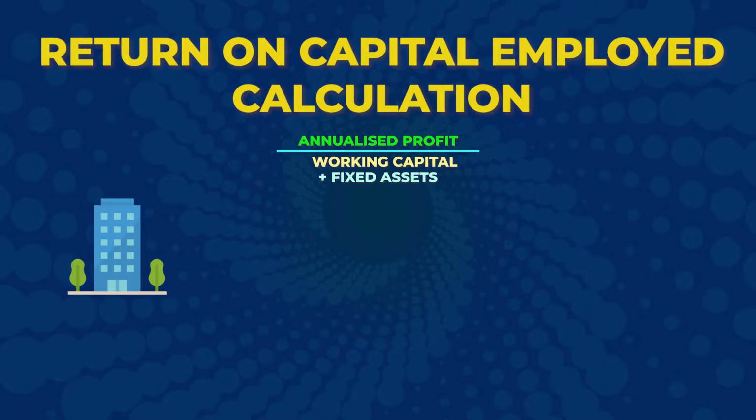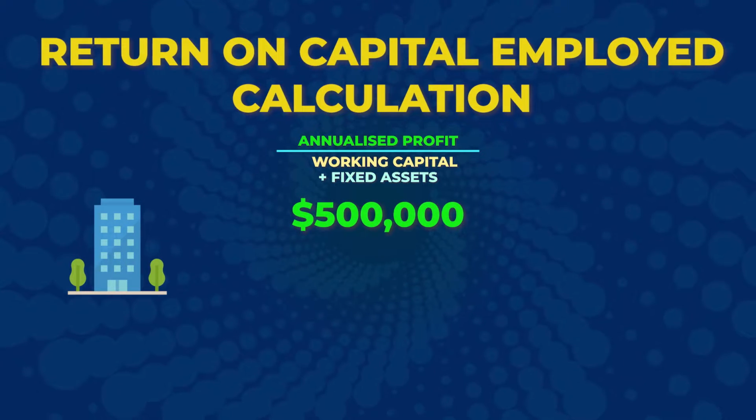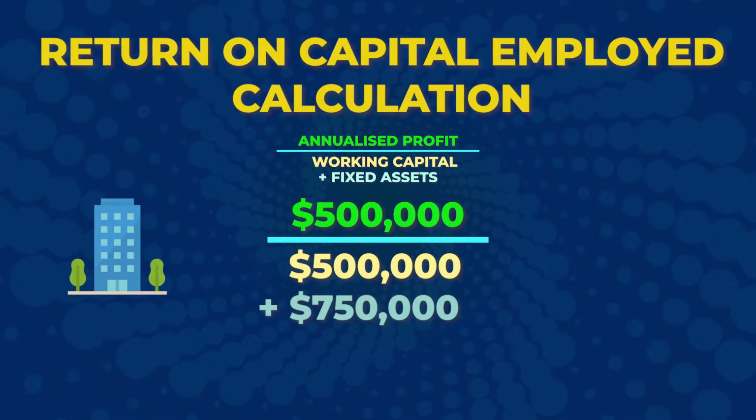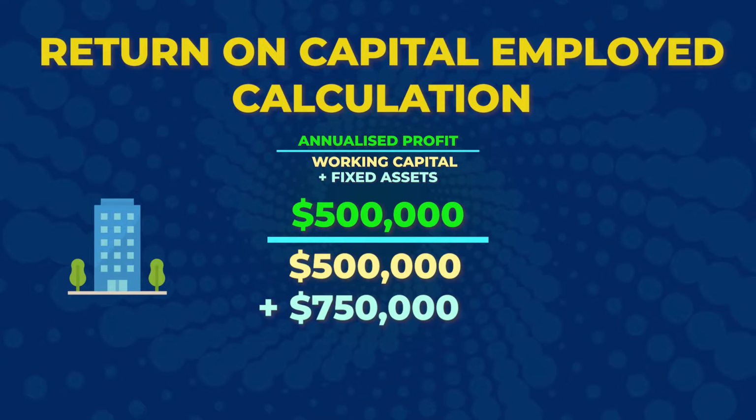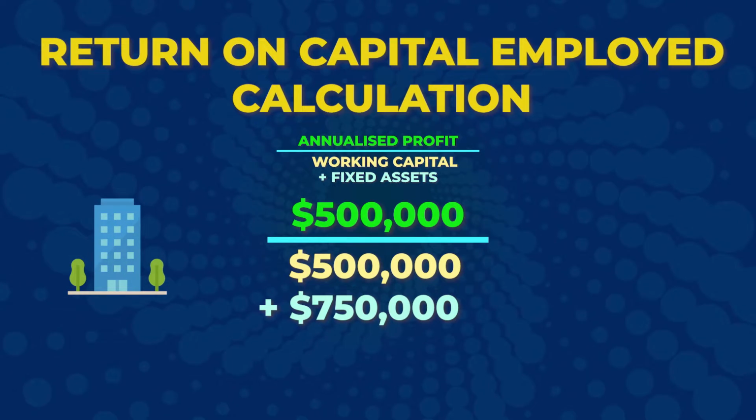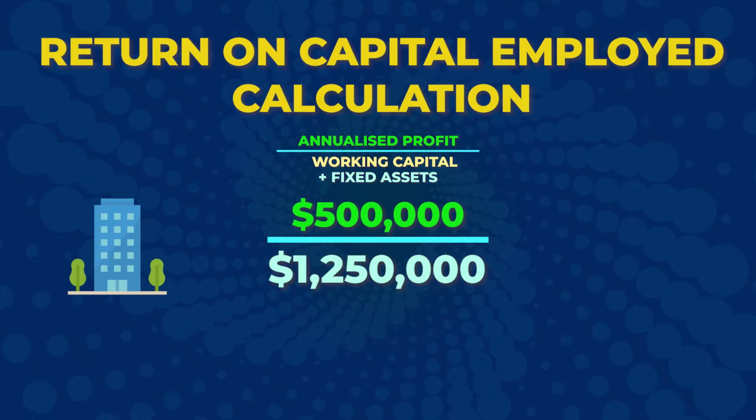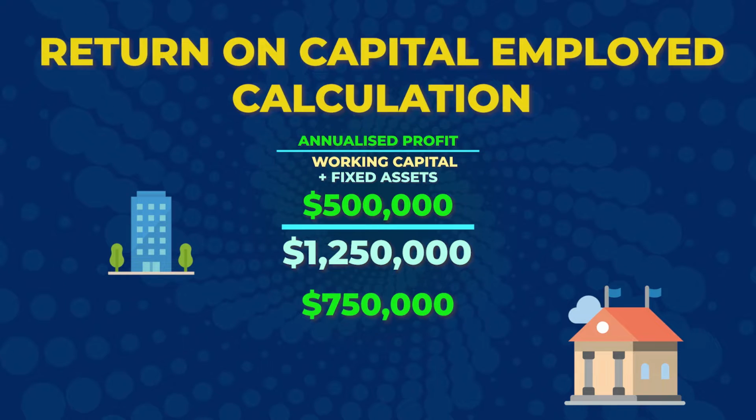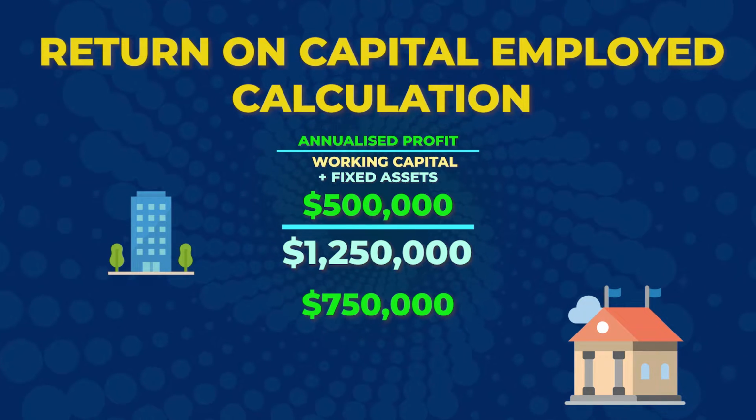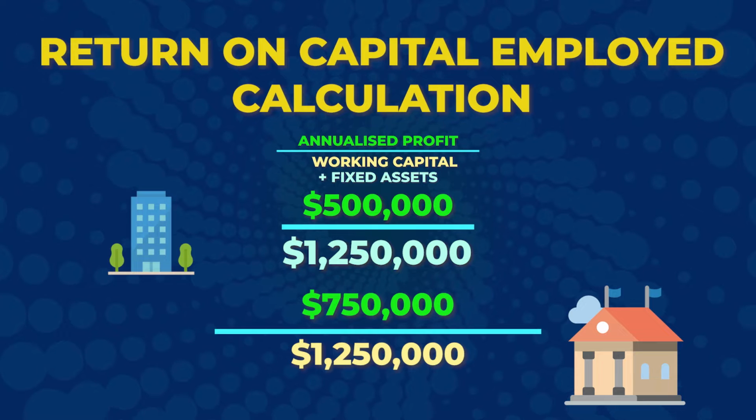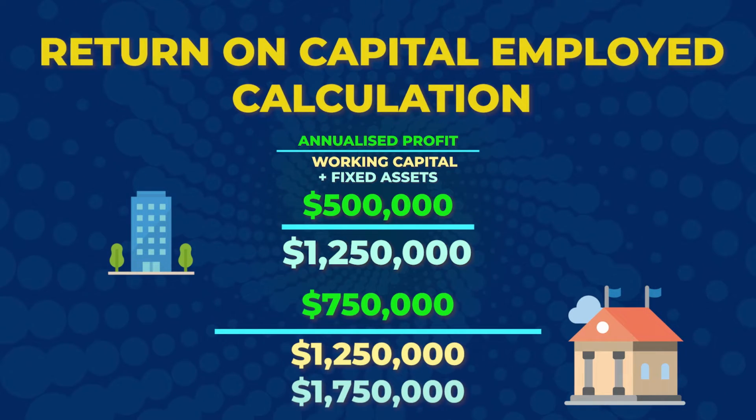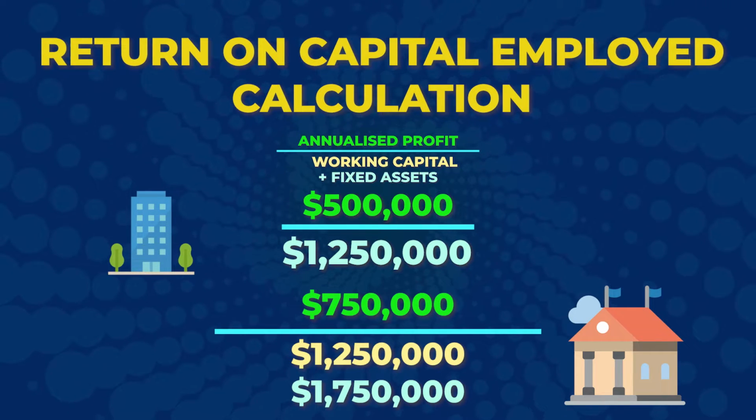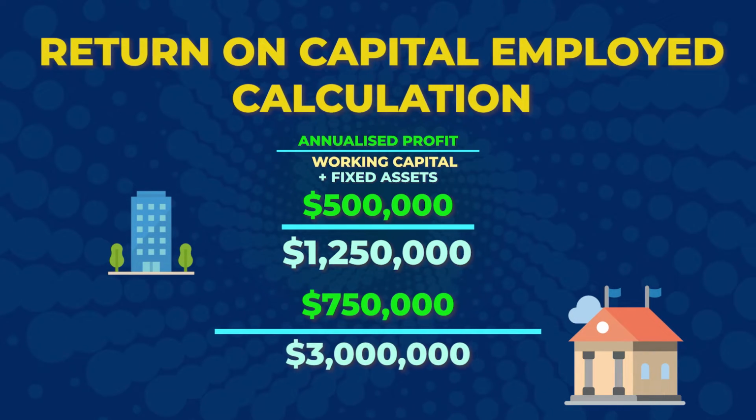Business A has an annualized profit of $500,000, working capital of $500,000, and fixed assets of $750,000, which means the total amount of working capital plus fixed assets is $1.25 million. Business B has $750,000 annualized profit. It has $1.25 million worth of working capital and $1.75 million worth of fixed assets. So their combined working capital and fixed assets is $3 million.